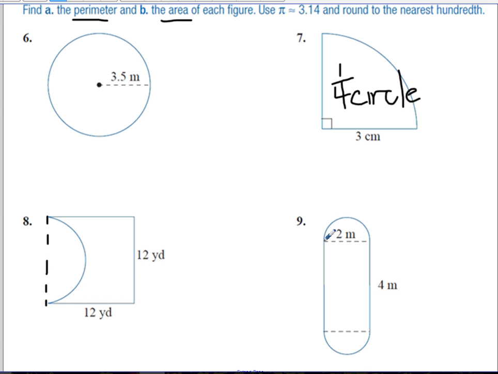For number 9, notice you have a half circle on the top and a half circle on the bottom. So for area and perimeter, you can use just that formula for the circle. And then you'll add your sides onto it when you're doing perimeter and adding to the area the area of this rectangle that's in the center. So pause the video and work on those, check your answers, and let me know if you need help.